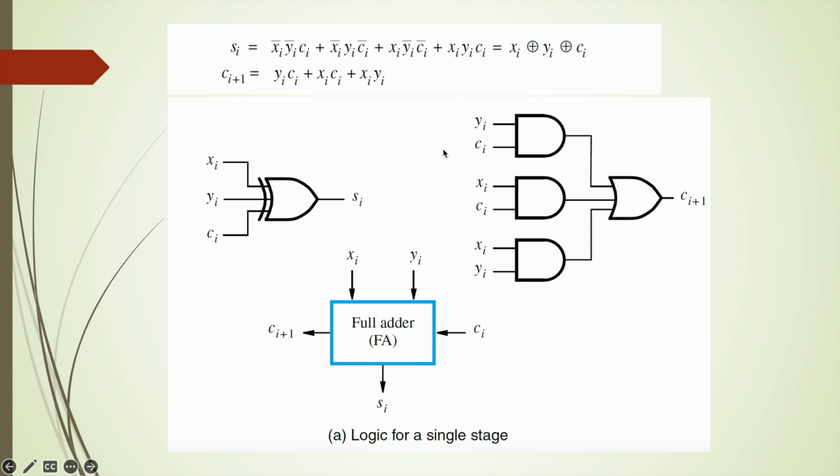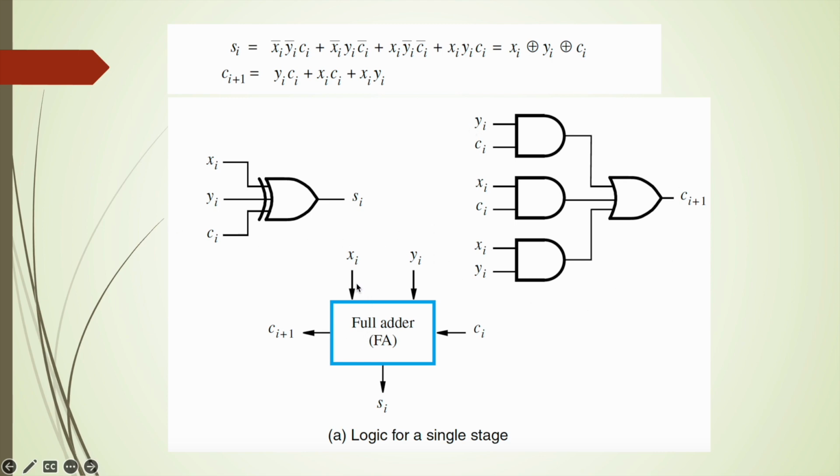How to get Ci plus 1? Ci plus 1 is Xi·Ci + Yi·Ci + Xi·Yi. So we have an AND gate between Yi and Ci, an AND gate between Xi and Ci, an AND gate between Xi and Yi, and then the addition of all three products. All the products are added through an OR gate: 3 AND gates and 1 OR gate. So these two circuits are part of this full adder.